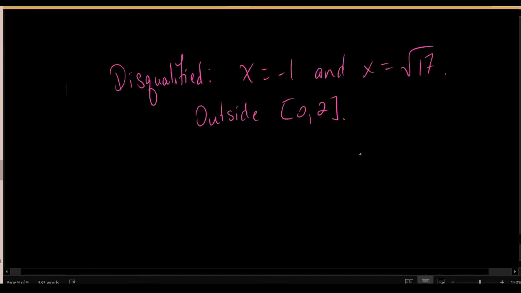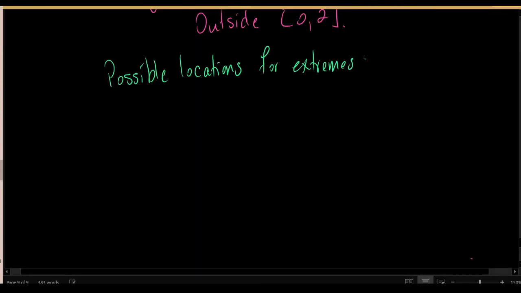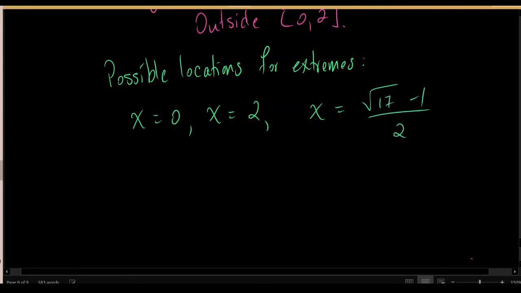So actually there are really only 3 possible locations where the global max and global min could be found. The left endpoint, x equals 0, the right endpoint, x equals 2, and the one critical point that didn't get disqualified, root 17 minus 1 over 2. Of these 3, how will we tell which one of these is the global min versus the global max?